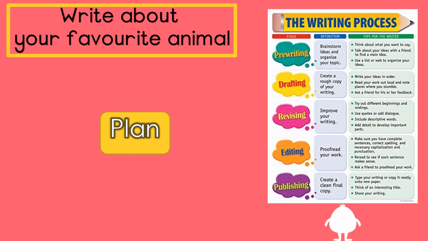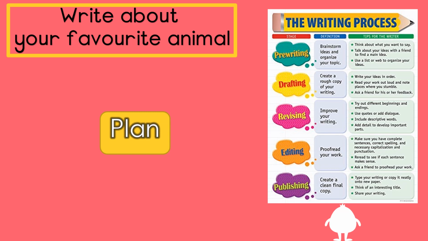The next writing piece for the week is to write about your favorite animal. So we've been learning about wild animals and animals that live in the water. There are many other types of animals too. What is your favorite animal? Now on the right, I've given you a writing process. You can follow it, but it's not compulsory. It just gives you an idea of how to finalize your writing piece.